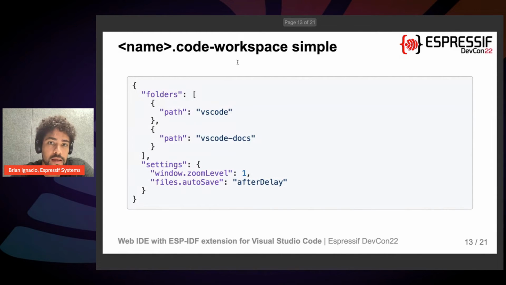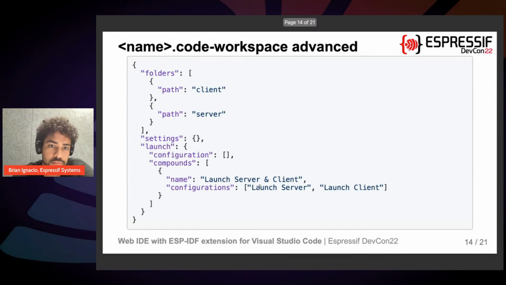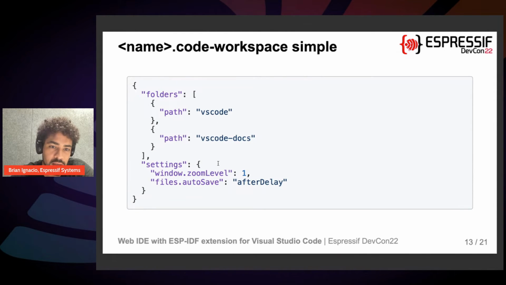This is an example of a code-workspace with settings. These settings apply for both workspace folders, VSCode and VSCode docs. So let's say if this is client or this is server, these settings will be defined for both projects. But if this project has a value for this setting, the value in this project will override the value here. So the value always comes from global, workspace, and workspace folder.